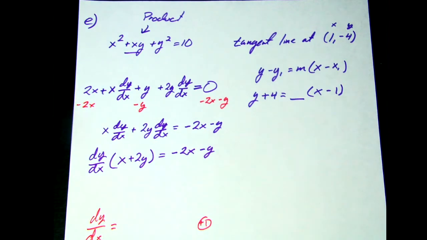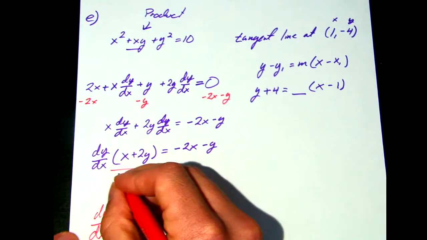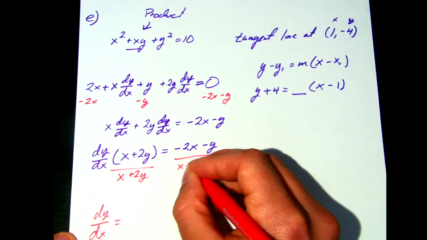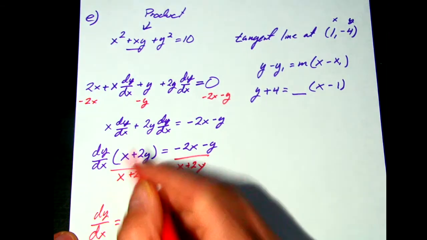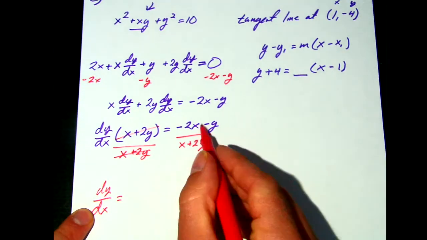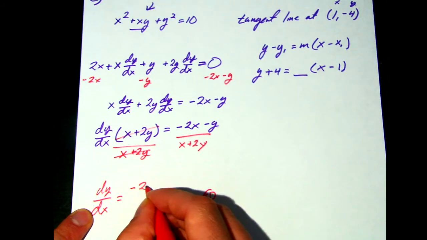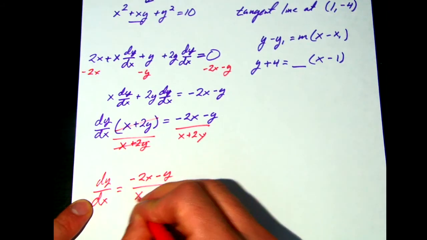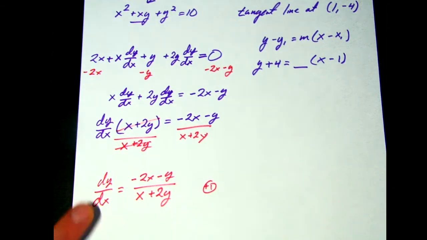And then I'm just going to divide both sides by this crazy mess, x plus 2y, divide by x plus 2y. These cancel out, and I'm left with dy dx equals -2x minus y over x plus 2y. And that's the equation for the slope. And so I've earned my first point.